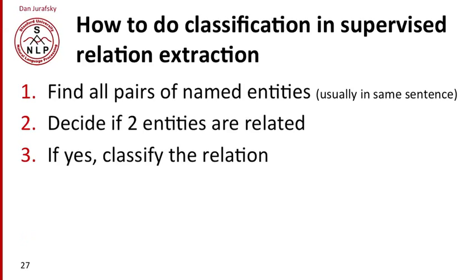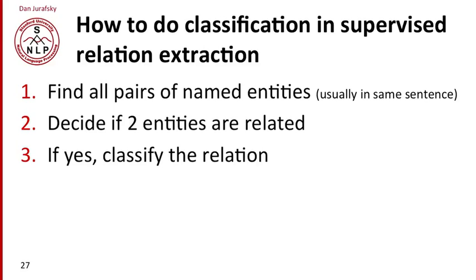For efficiency reasons, we often modify this algorithm slightly. We first find all pairs of named entities, usually occurring in the same sentence or right near each other, and we build one classifier which just makes a yes-no decision. Are these two entities related in some way? And if so, we then run a second classifier which classifies the relation.